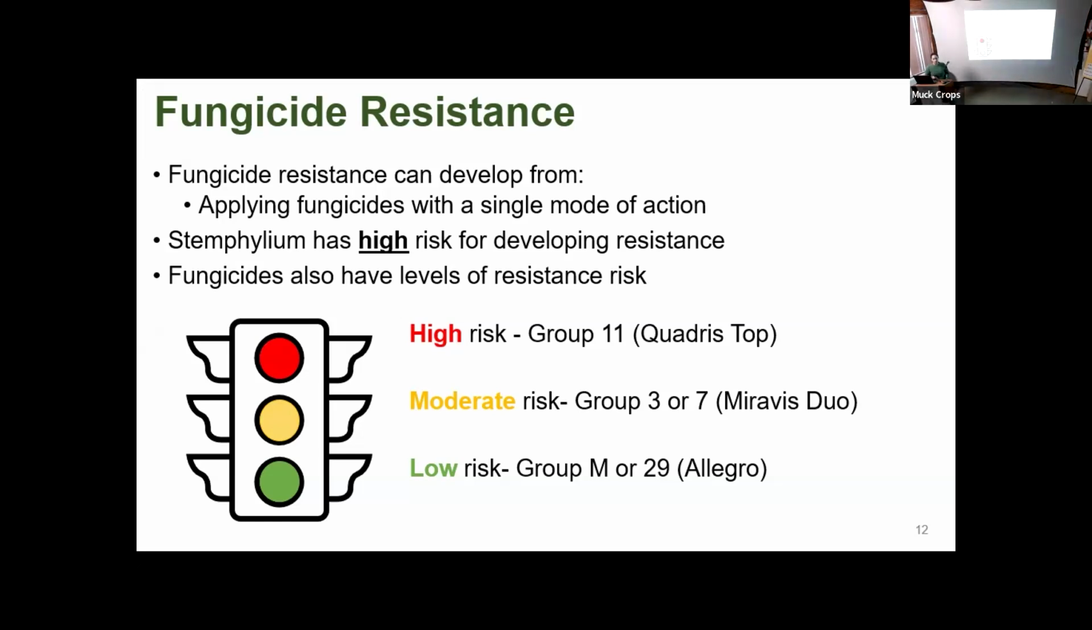But the fungicides that are registered for Stemphylium also have different levels of resistance risk. So rotating these is something you can do to help manage the development of resistance. So usually the group 11 fungicides like Quadristop are at a high risk of developing resistance, while the group 3 and group 7 products, which includes Miravis Duo, are at a moderate risk, while the multi-sites like group M or group 29 like Allegro are at a low risk of developing resistance.